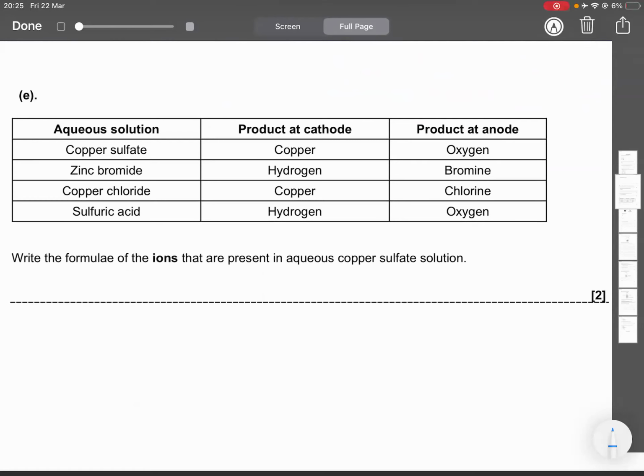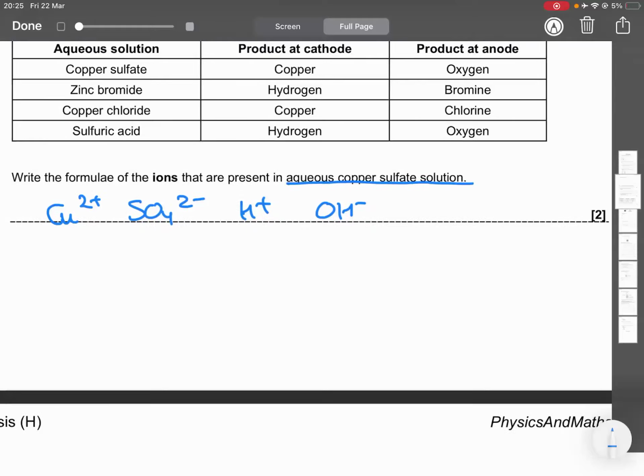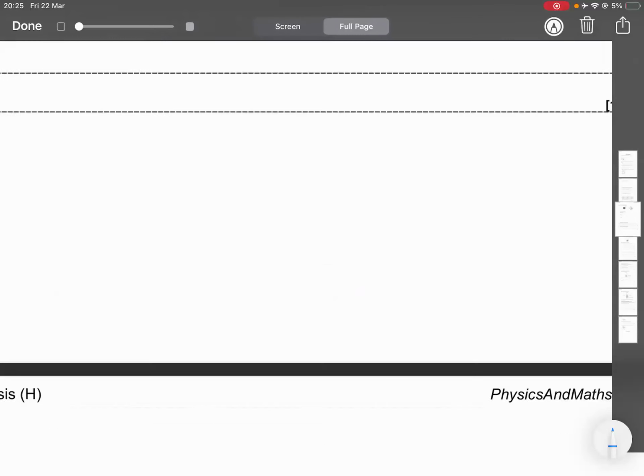Write the formula of the ions from aqueous copper sulfate solution. So we have copper, which is maybe a 2+, SO4, which is a 2-, H+ and OH-. Those are the four ions. Okay. So whenever it's aqueous, always put H+ and OH-. Good, well done.